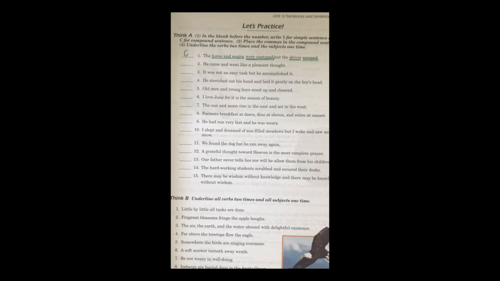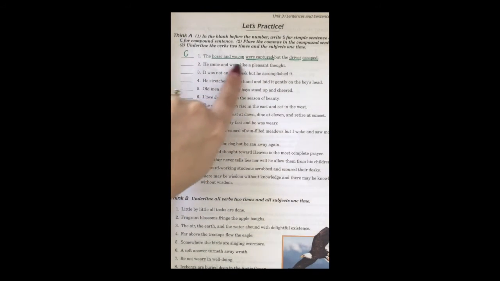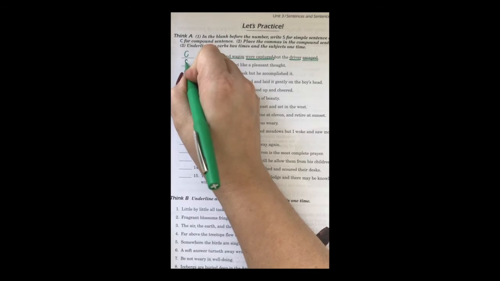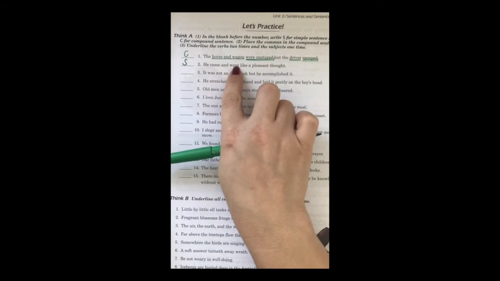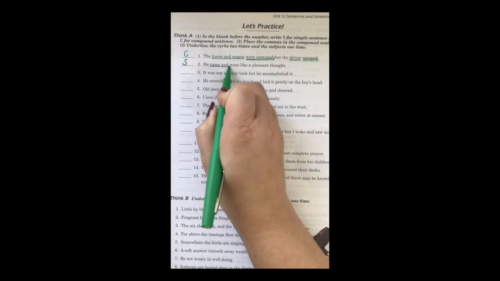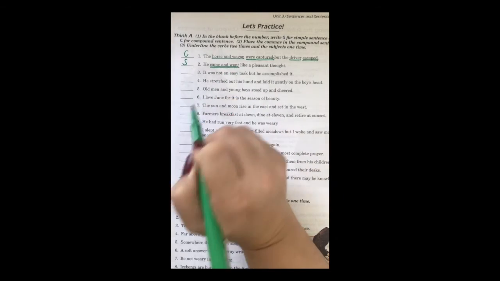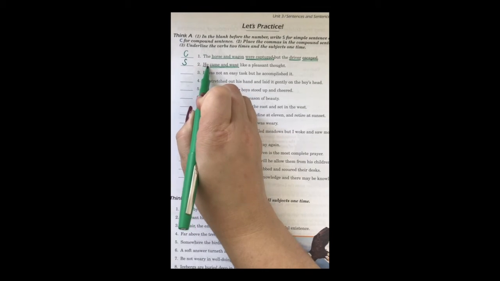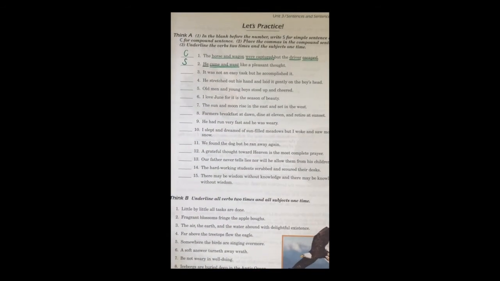He came and went like a pleasant thought. So notice this. Although there is a connecting word, it is only 1 sentence. It is only connecting 2 verbs. There are not 2 ideas in one. So this is a simple sentence with a compound verb, came and went. So you can either underline the verb separately, or because it's compound, you can also do this. And then our subject once, he. There's only 1 subject.